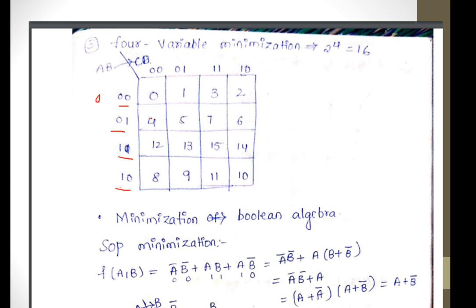So this row combination is 0 1 and column 0 0, that is 4. Similarly here the row is 1 0 and the column combination is 0 0, so 1 0 0 0 means 8. So this is the 4 variable K-map. In a 4 variable K-map we are getting 2 power 4 combinations, those are 16 combinations.